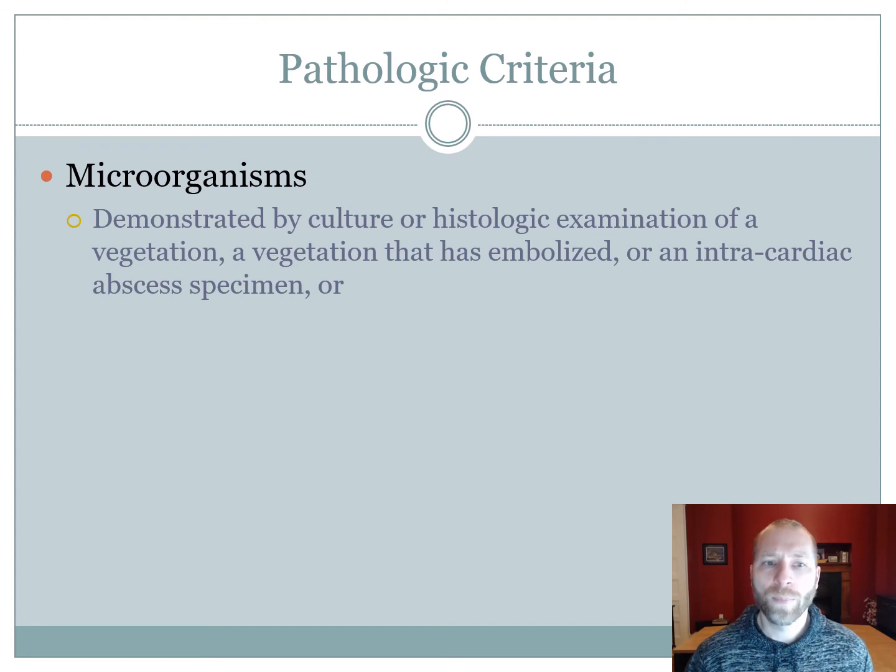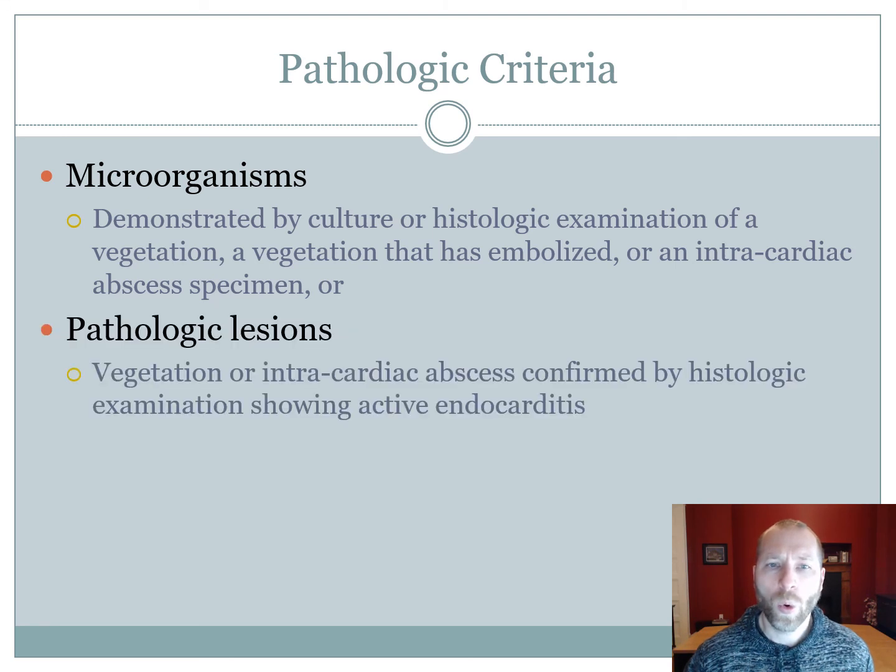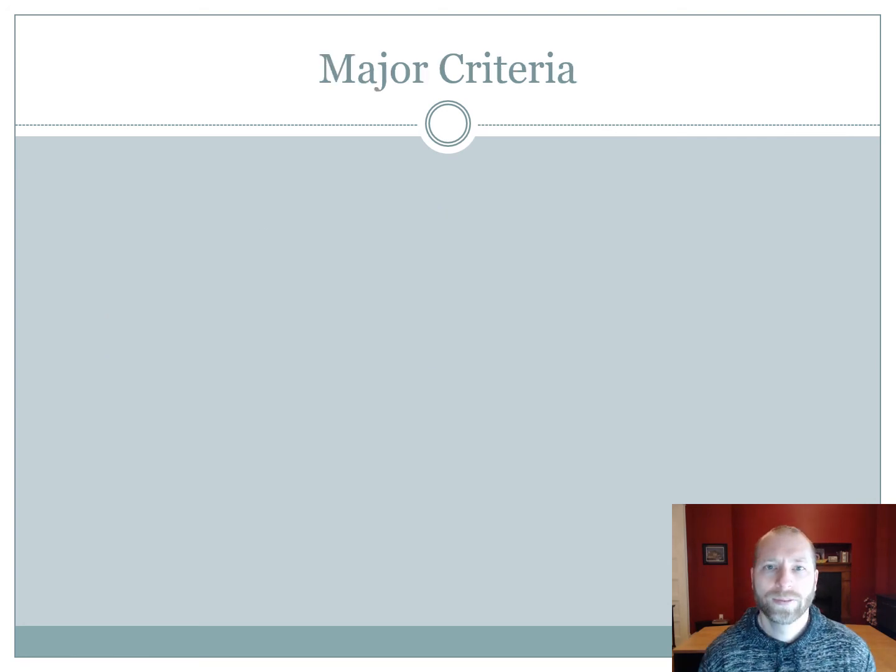First of all, you can have microorganisms that are demonstrated by culture or histological examination of a vegetation that is embolized, or an intracardiac abscess specimen, or pathological lesions where a vegetation or intracardiac abscess is confirmed by histological examination showing active endocarditis. There are two major criteria in the Duke classification of endocarditis.